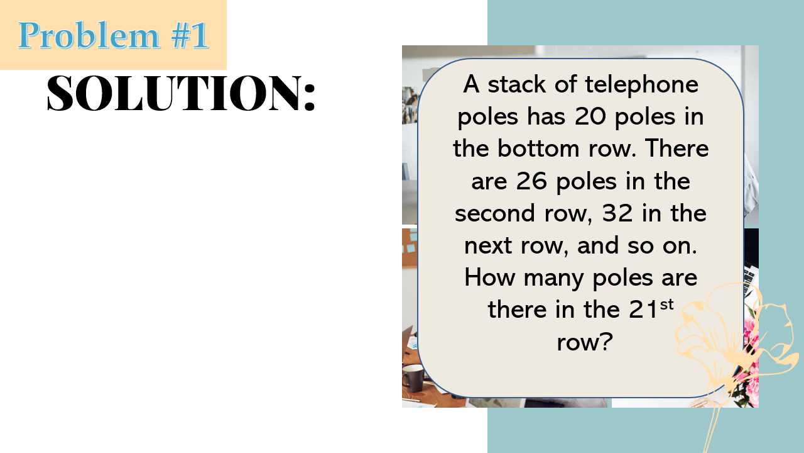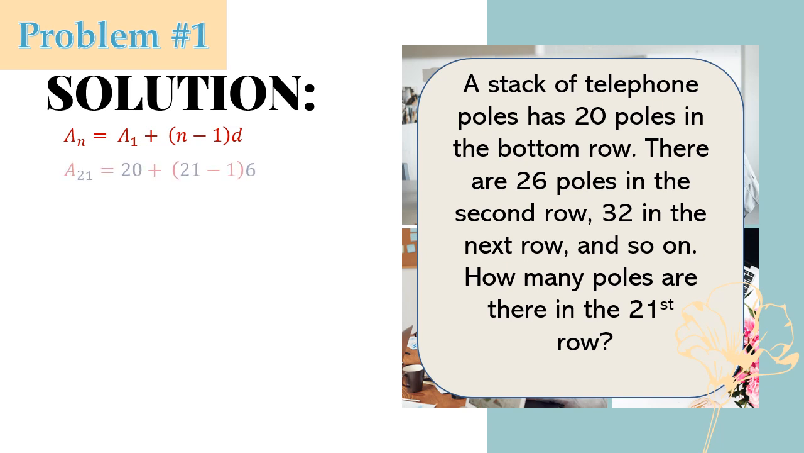So based here in our question, how many poles are there in the 21st row? That means you are asked to find the value of the 21st term or the 21st row. So therefore, we are supposed to use our arithmetic sequence formula. So a sub n is equal to first term plus quantity n minus 1 multiplied with d.